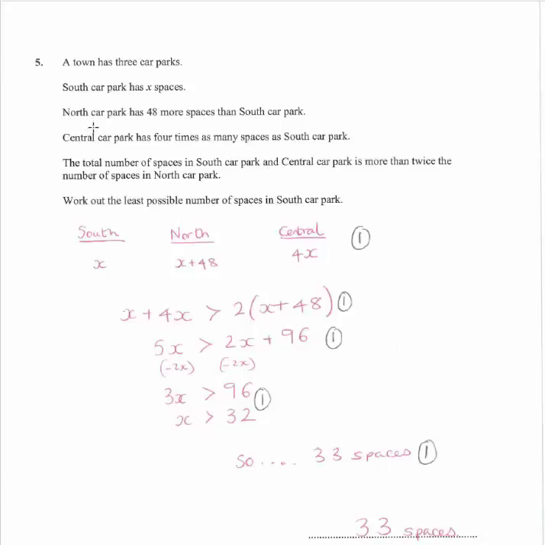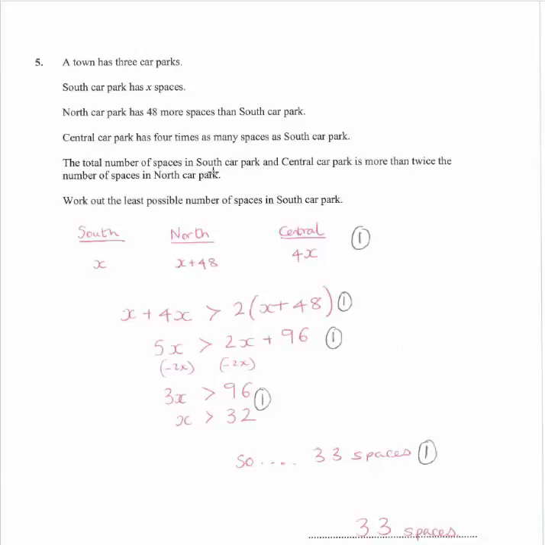The town's got 3 car parks. South car park has got x spaces, North car park has 48 more spaces than South car park, and Central 4 times as many. What I recommend you do is do what's done here. Actually write out South, North, Central. South is x. North is 48 more than x, so it's 48 add x, or x add 48. And Central is 4 times as many as South, so that would be 4 lots of that, 4x.